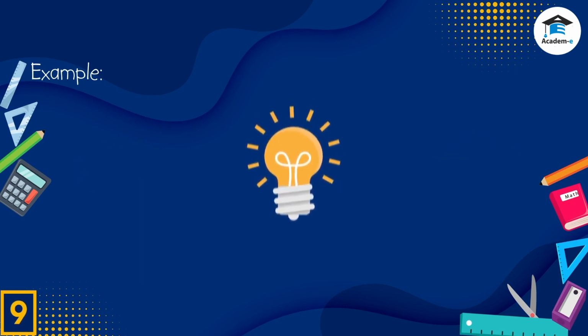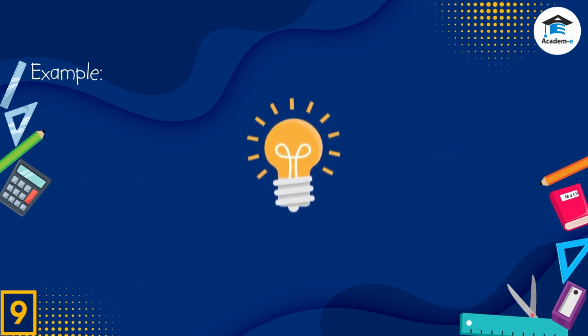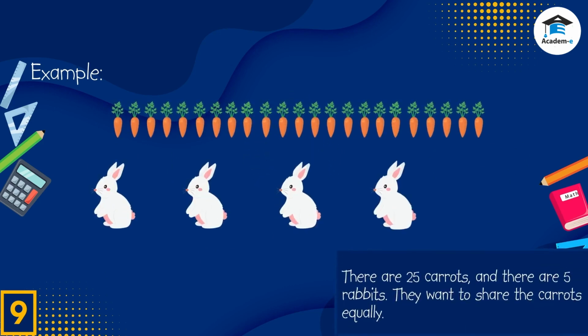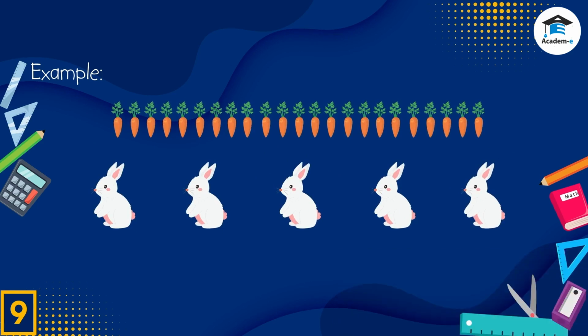Let's have another example. In this example, there are 25 carrots, and there are 5 rabbits. They want to share the carrots equally. We will find out how many carrots each rabbit can have. Here is the division sentence of the problem. 25 divided by 5 is equal to what number? In this example, the 5 is the divisor. Because 5 is the divisor, we will divide the carrots into 5 equal groups. Here are the 5 cute rabbits.